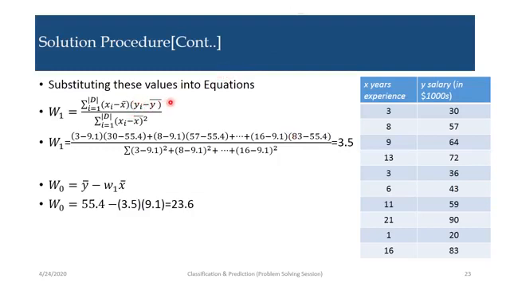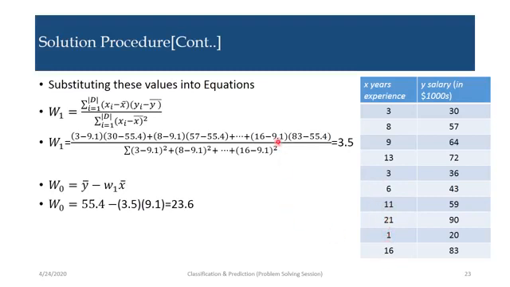Now, substituting the values into the equation, this is the equation for the weight W1, according to xi minus x mean. That means the first element of x, 3, minus the mean of x, 9.1, into yi, the first element 30, minus the mean of y, 55.4, plus the summation over all the tuples. The second one is 8 minus 9.1 into 57 minus 55.4, plus we have to continue for all the tuples.